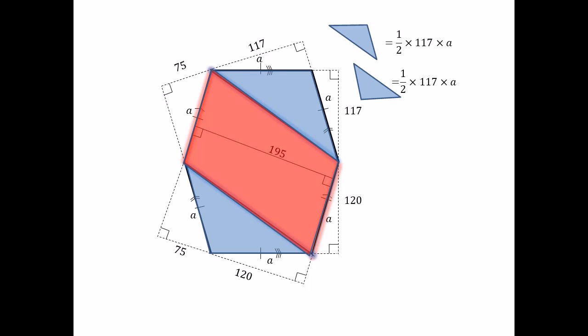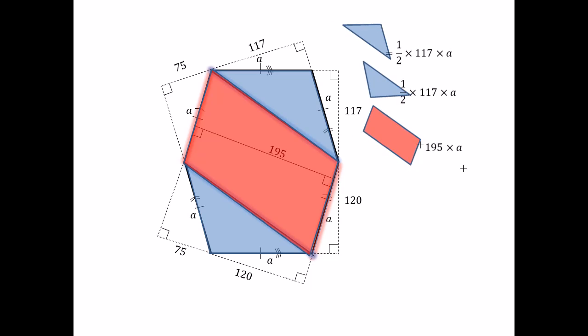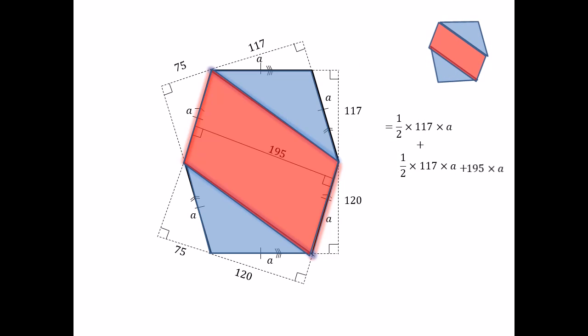And the area of this parallelogram is base into height, and the base is A and the height is 195, which gives 195 into A. Now adding these areas, we get 312 into A.